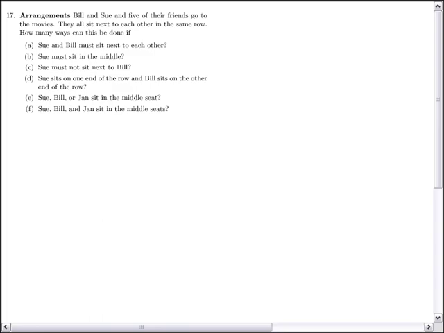Part D. How many ways can they be placed in rows? Sue sits at one end of the row, Bill sits at the other end. So Sue sits at one end, Bill at the other end, so there's 2 choices there, 1 choice there. And no restrictions for the rest of the group that's in the middle. So 5 times 4 times 3 times 2 times 1. So we could have written it as 2 times 5 factorial.